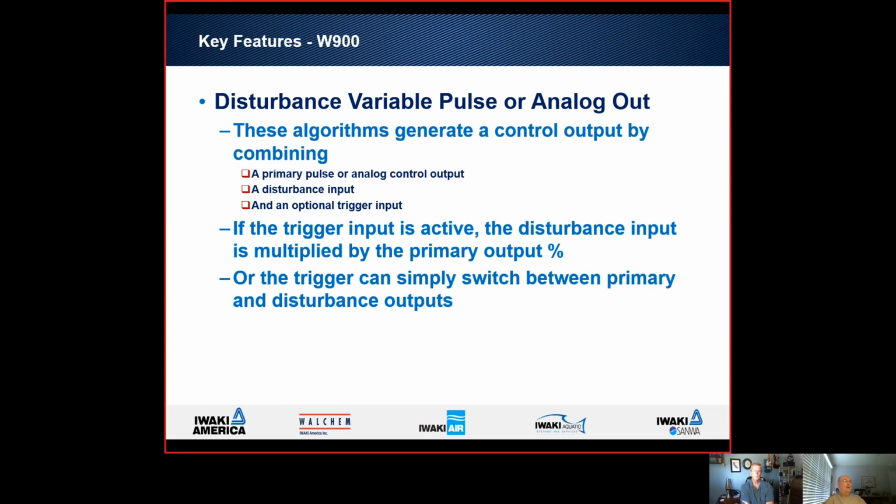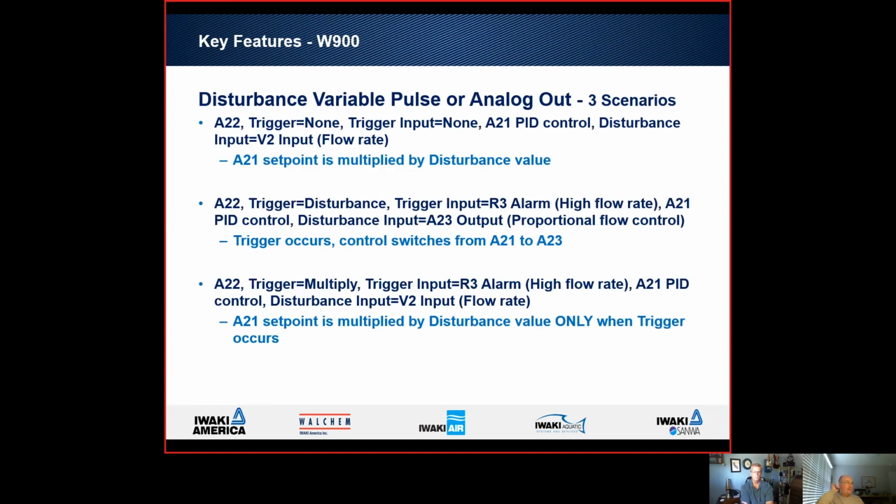But in this case, the trigger, which I'll describe further, has to be active for that disturbance multiplier to be applied. The other thing you can do with the trigger is you can simply switch between a primary output and a disturbance output. So you can actually change algorithms from a primary algorithm control to a disturbance algorithm control. So here's the three scenarios.